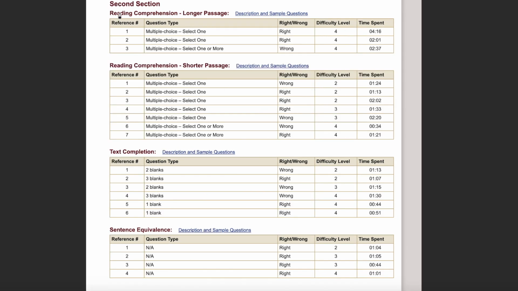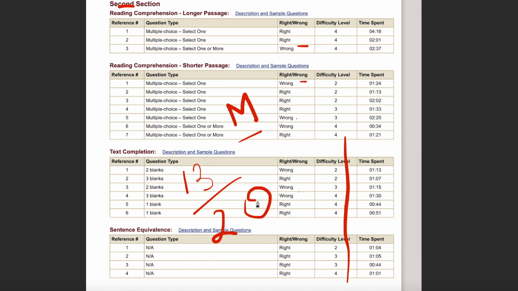And here is the second section of the same test. Now you can see that there are questions of difficulty 4, 2, 3, 4, 2, 3, 4, 2, 3, 4. So there are really no questions of difficulty 1 and 5. That means this again is a medium section as we have predicted. Now let us see how many questions I got wrong. 1, 2, 3, 4, 5, 6, 7. So I got 7 questions wrong. That means my total must be 13 out of 20.